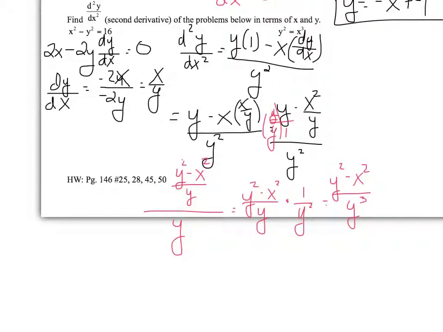Alright, and now you're going to want to tell me you're done again. However, there is one more step. Notice your numerator, y squared minus x squared. Look at your original problem, x squared minus y squared. You should see that they are very similar to each other. However, they're off by a negative. They're flipped. So instead of calling this y squared minus x squared over y cubed, I'm going to call this negative 16 over y cubed.